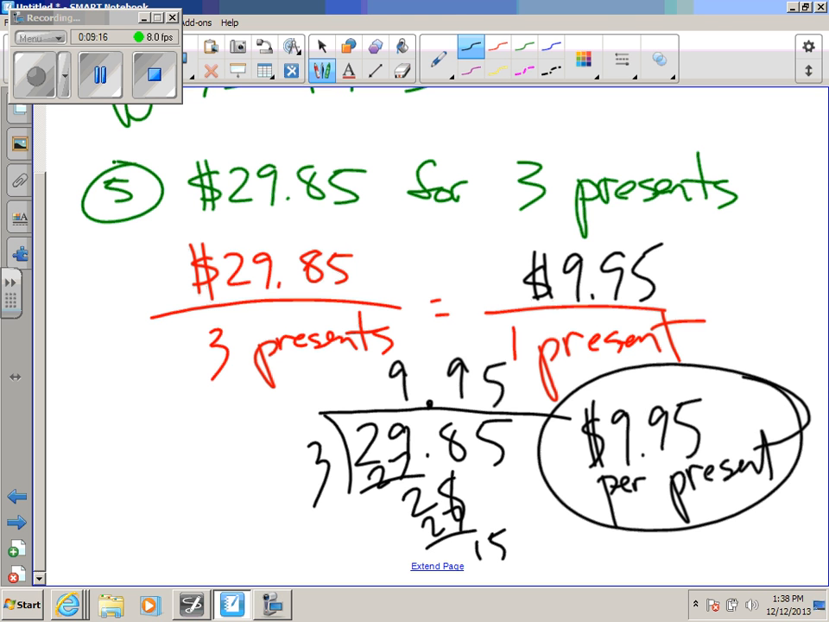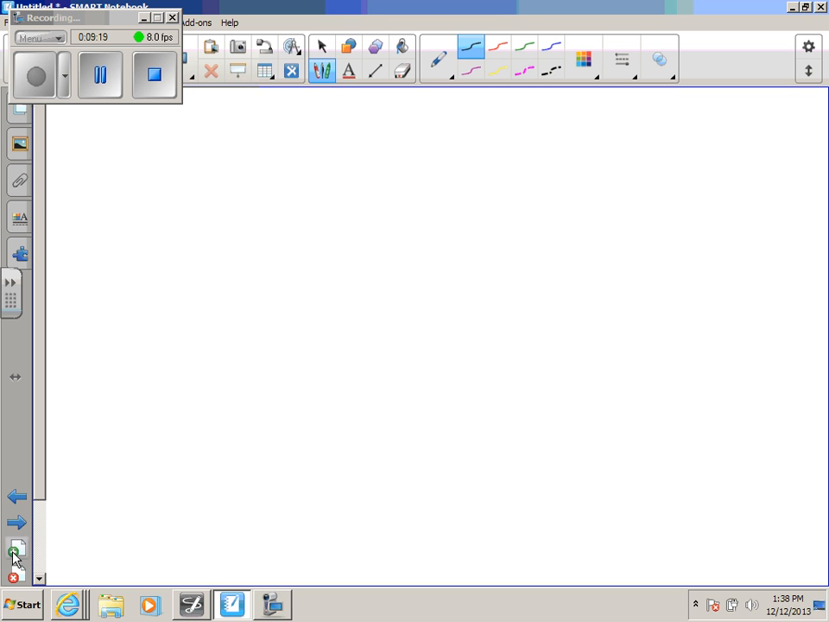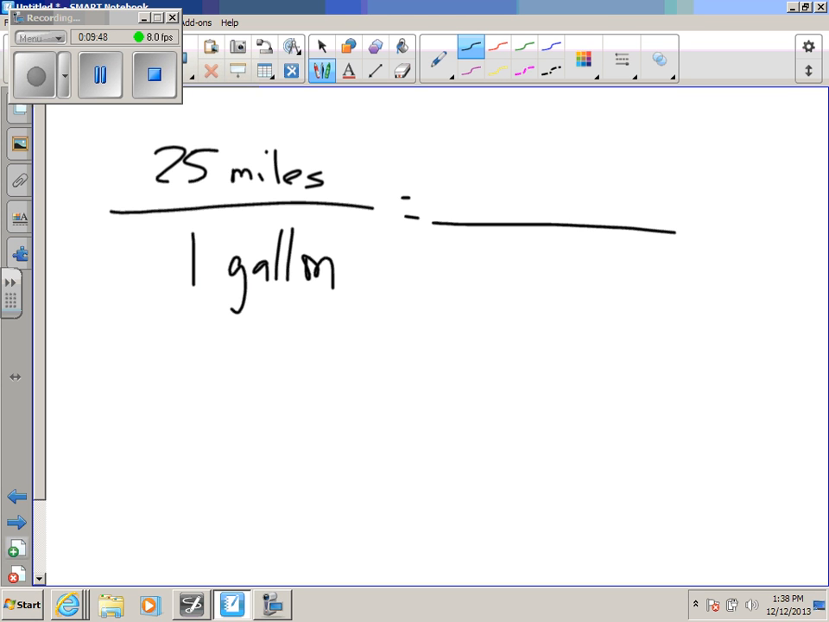Now, the next section, using unit rates. Page 274, the first blue example, example 2, it says using a unit rate. Now, it gives us the unit rate. It gives us the measurement with the 1. A car travels 25 miles on 1 gallon of gas. How far can the car travel on 8 gallons of gas?